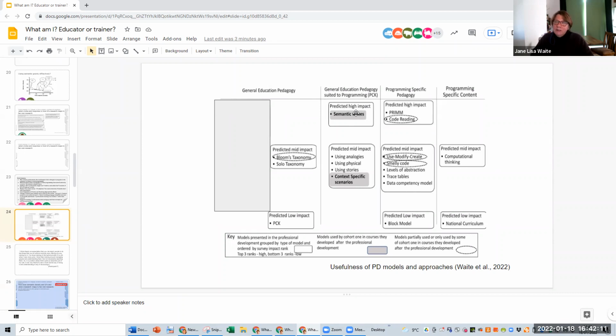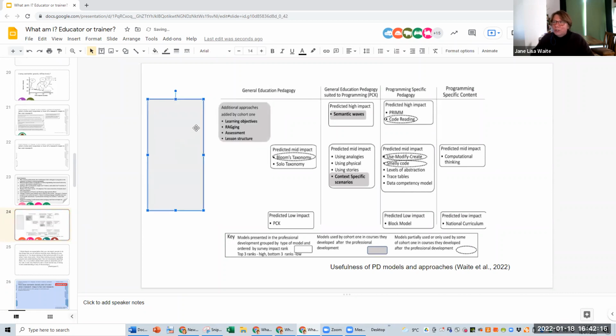So they actually used 6 months later semantic waves, context specific scenarios, and by George, all the things we'd not really thought we taught them. So where we used learning objectives and ragging and assessment and lesson structure, because we'd exemplified it, but we didn't say, oh, we're teaching you this. We just did it because that's what we're used to doing. That's what they took away from it. So our findings were that they love semantic waves, and actually what they took away from it was their experience was what they reapplied.